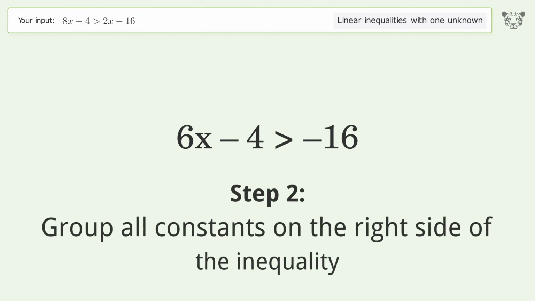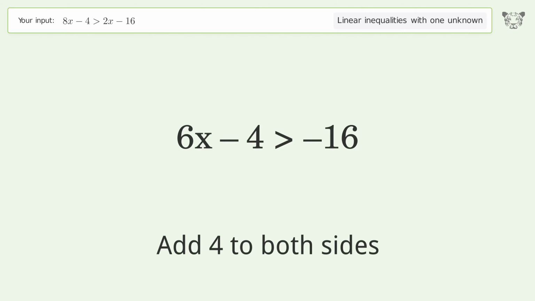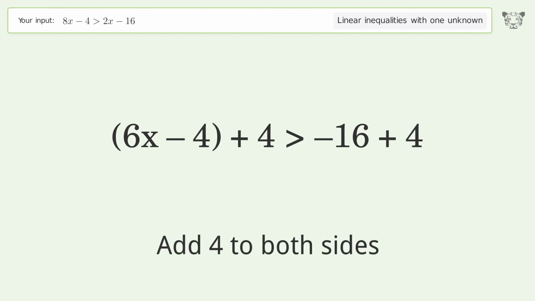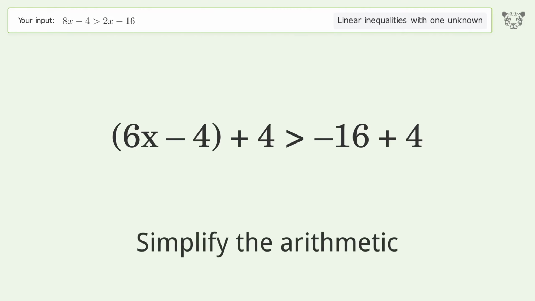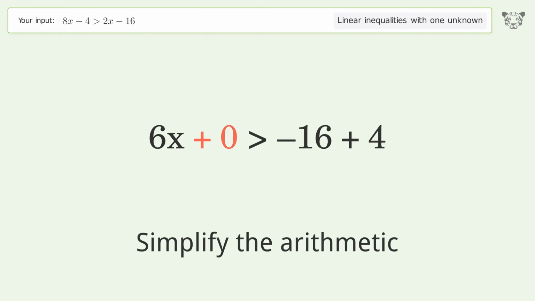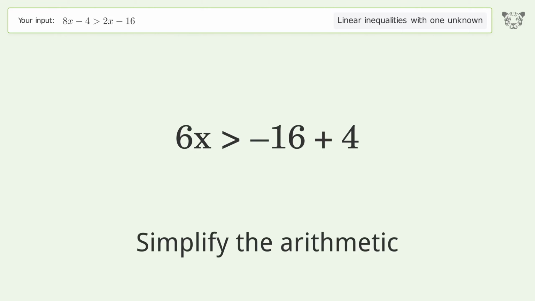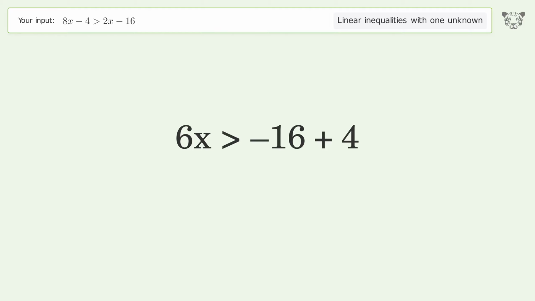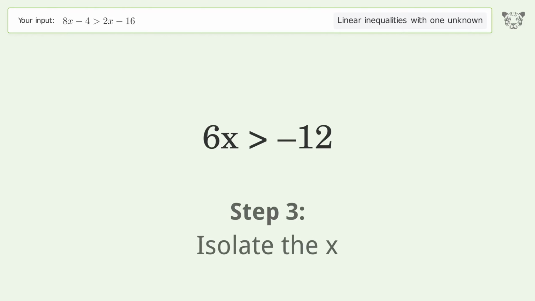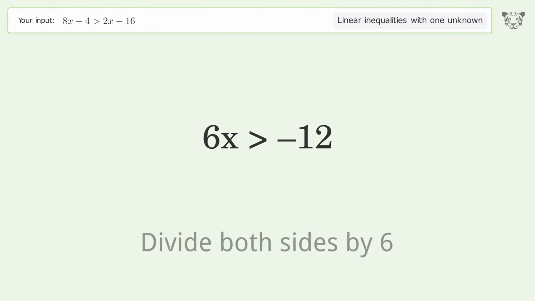Group all constants on the right side of the inequality. Add 4 to both sides. Simplify the arithmetic. Isolate the x. Divide both sides by 6.